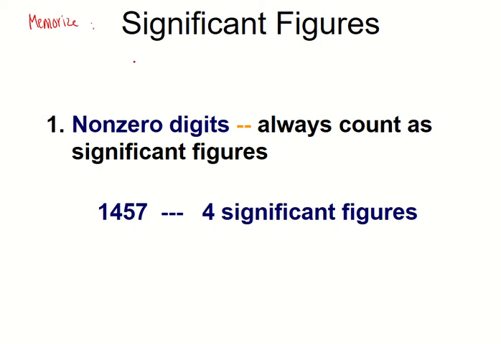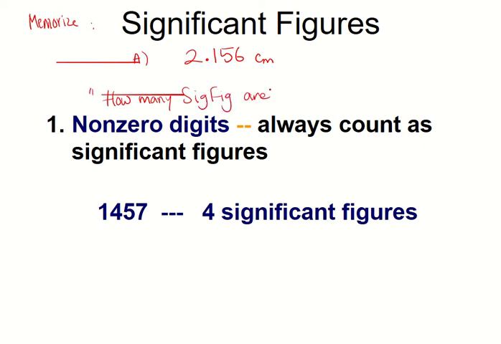Assume that I have this number, 2.156. The unit is centimeter. I want to know how many significant figures are present in this number. So let me write the question: how many significant figures are present in this number?